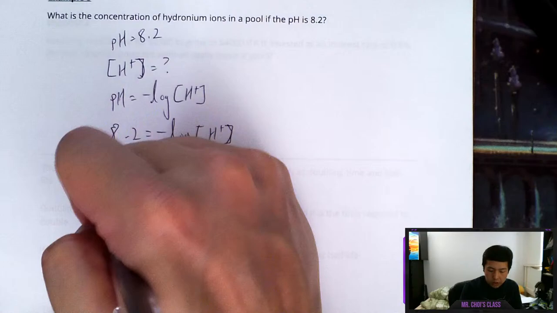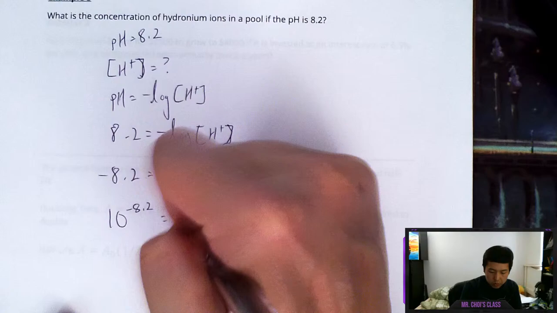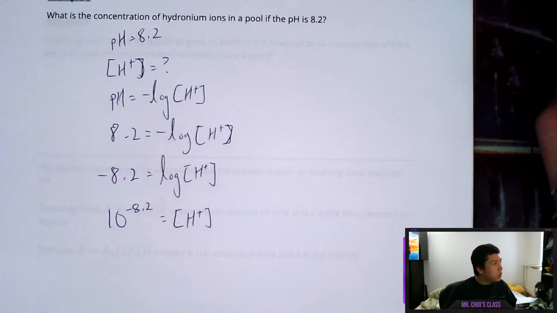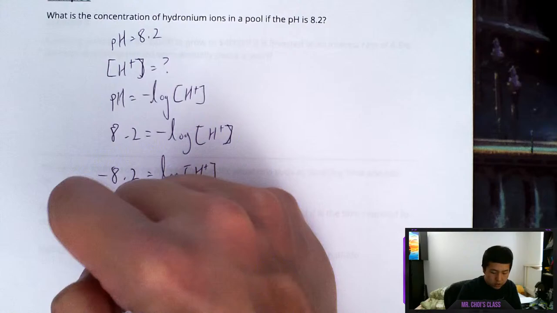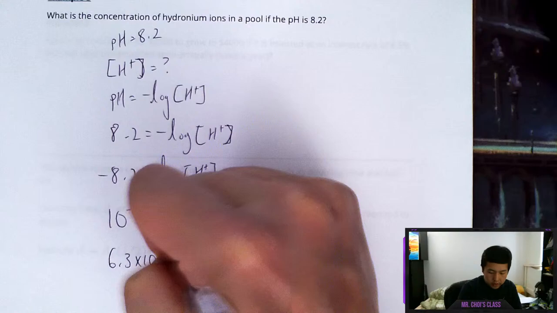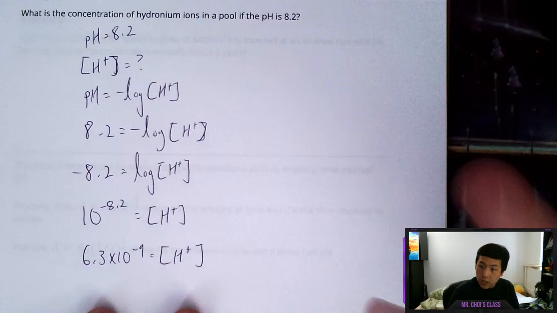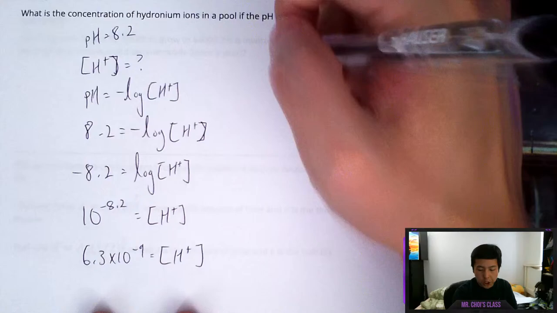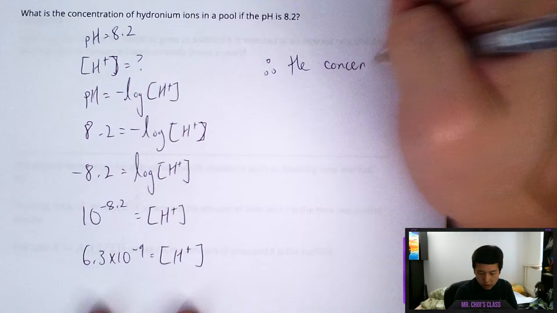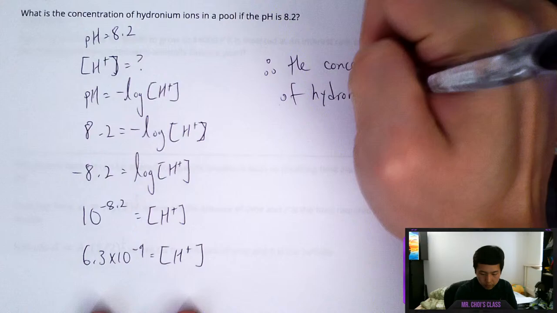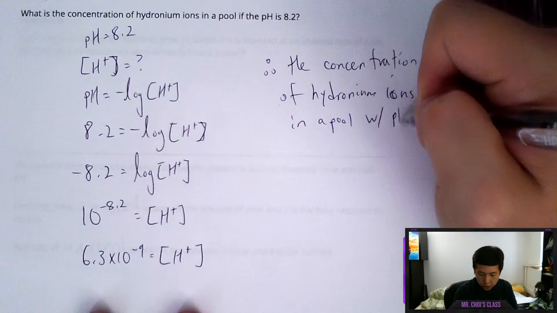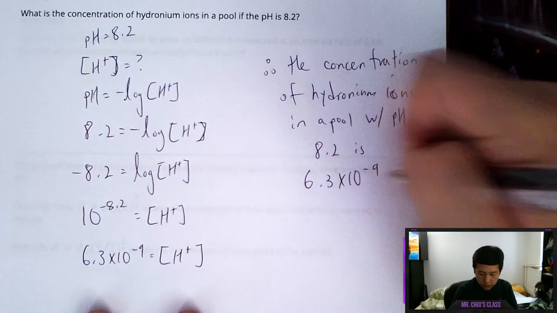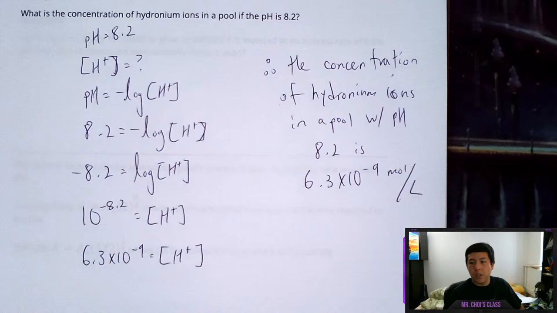And changing it to exponential form, we're going to get this. So when we calculate this value here, 10 to the power of negative 8.2 is going to give me 6.3 times 10 to the power of negative 9 is equal to the amount of hydronium ions. And since we know what the units are for this, because it's concentration, we can say, therefore, the concentration of hydronium ions in a pool with pH 8.2 is 6.3 times 10 to the power of negative 9 moles per liter. And there would be a long full sentence. This just means with.